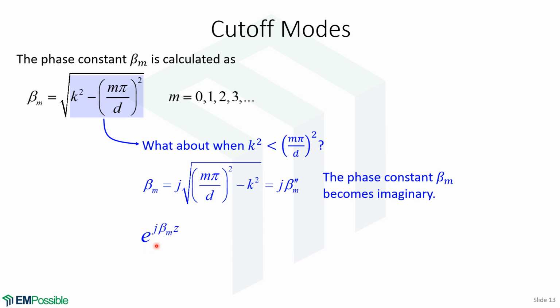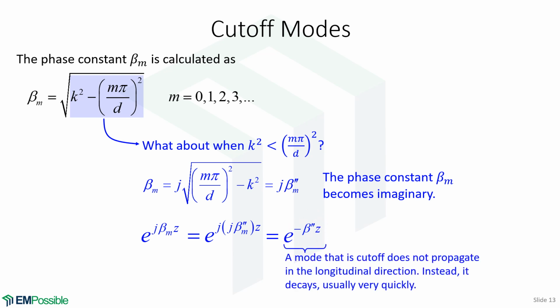So we have our complex exponential describing a wave, e to the j beta z. Let's plug in this purely imaginary phase constant in here. So we just plug in a j beta double prime here. Well, when we multiply the two j's, we get a negative, and we get an e to the minus beta double prime z. Well, what is this? That is a decaying exponential. That is not oscillating.